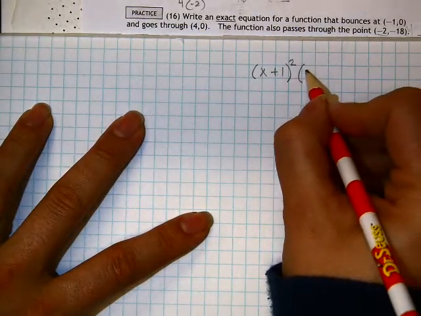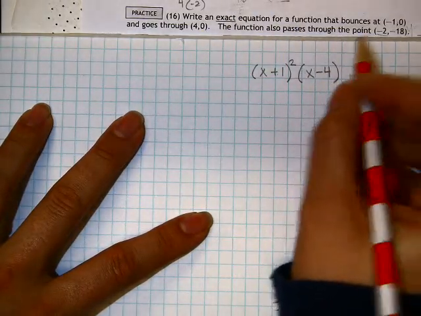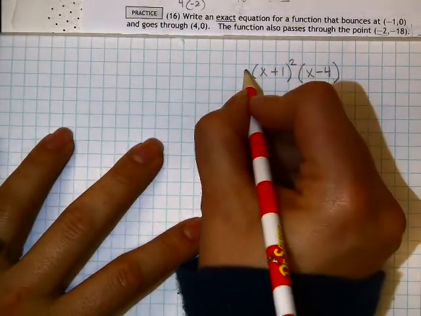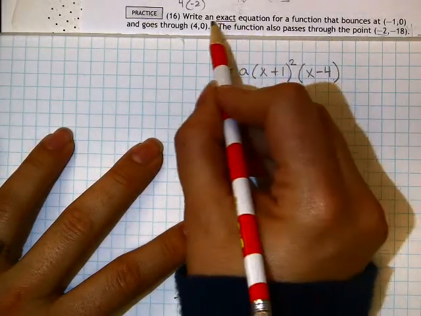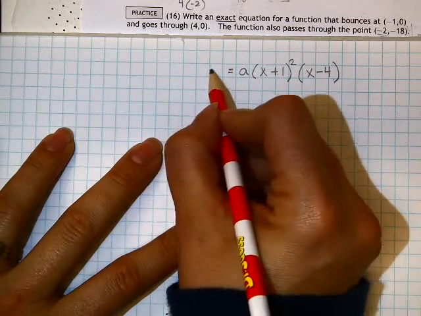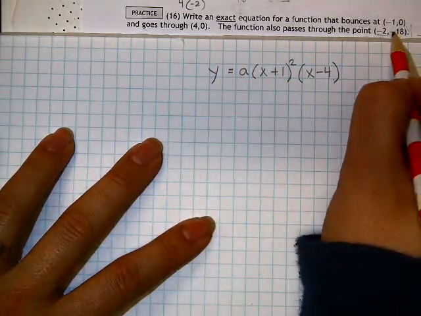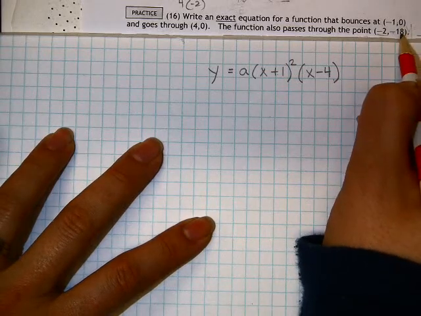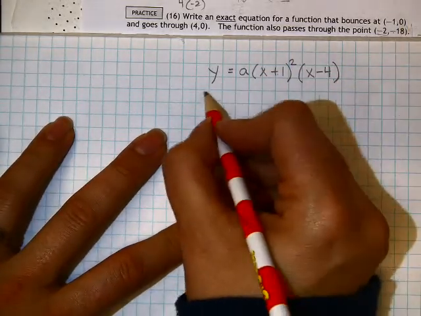It's also going through x minus 4, what's going through 4. So I write x minus 4. I do not know my a value. That is what I'm looking for. But I do know an x and a y value. That's not a root, and I know it's not a root because this isn't a 0. So I'm going to go ahead and plug that in.